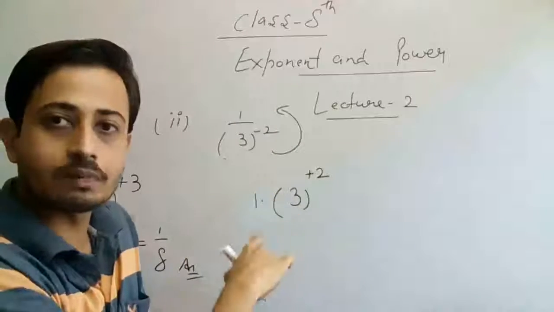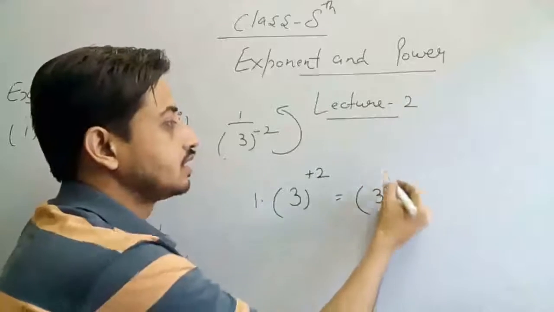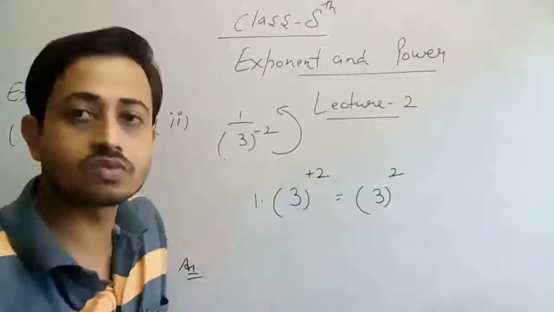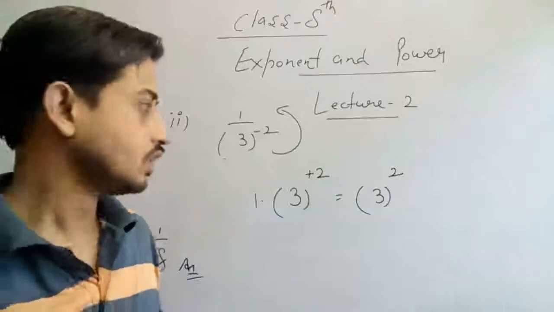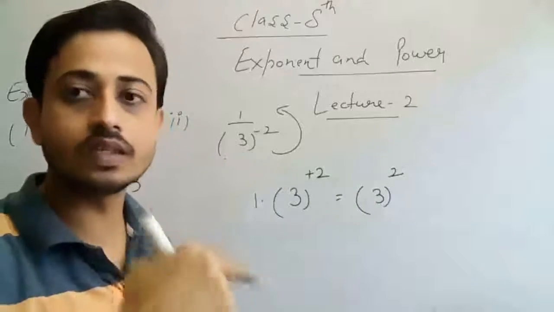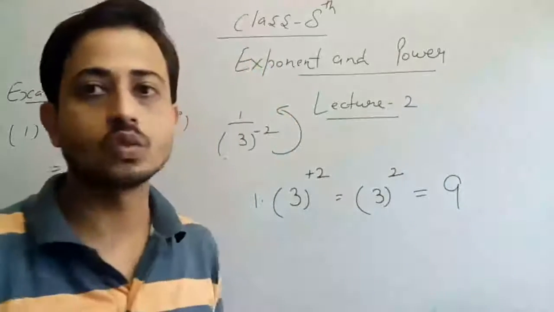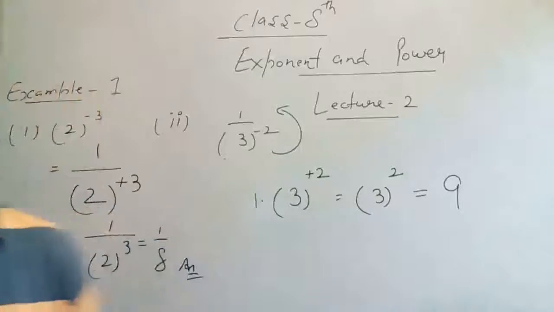And you know, if we multiply 1 with any number, we get the same number. It means we get 3 raised to the power 2. And you can remove the positive sign because no sign is specified, so we have to take it as positive. So 3 raised to the power 2 means 3 two times, 3 into 3. So we get 9. So 9 is our final answer. Please make a note.